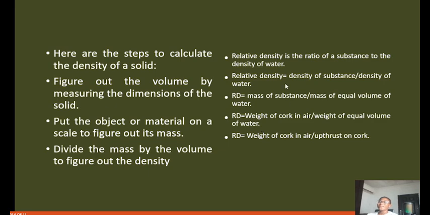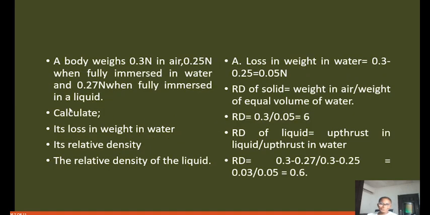We are not using the mass of the same thing, so relative density is the density of one divided by the density of another. So relative density is the ratio of the density of a substance to the density of water, and that's about relative density. An example is here: a body weighs 0.3 Newton in air and 0.25 Newton when fully immersed in water. So just view this.